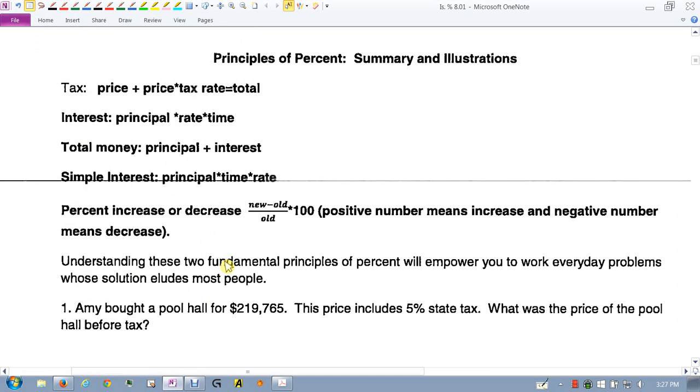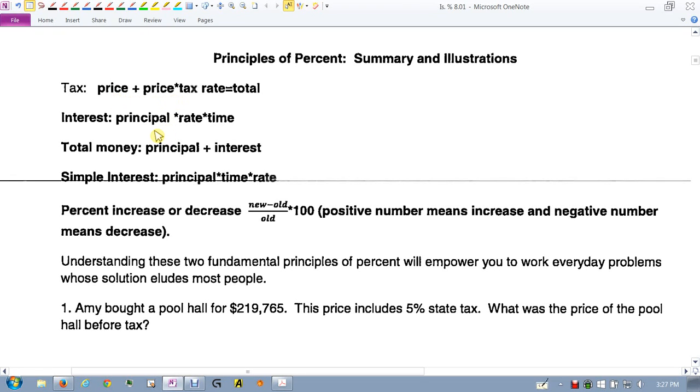Okay, so now we're going to go into what we're calling the principles of percent. Some things that we deal with in real life: taxes, or sales tax, things like that. Remember that when it comes to tax, the price of an item plus the price times the tax rate is the total you pay. You go buy a sandwich, you pay the base price of the sandwich plus tax.